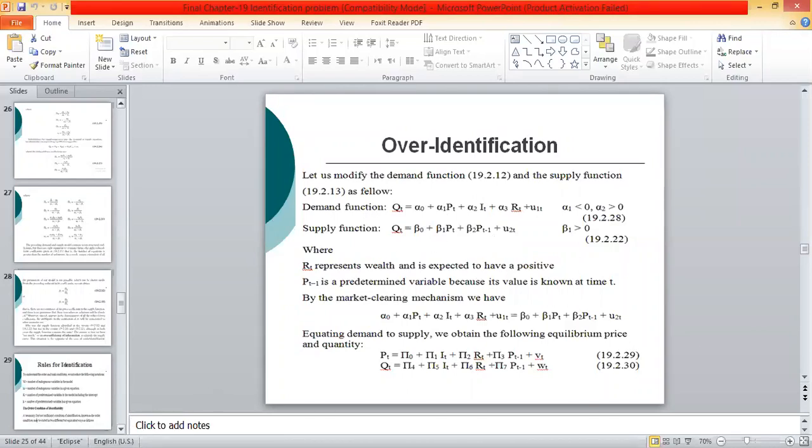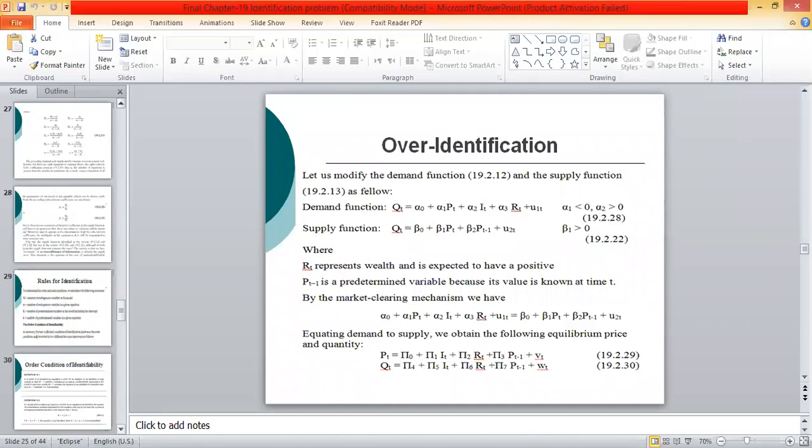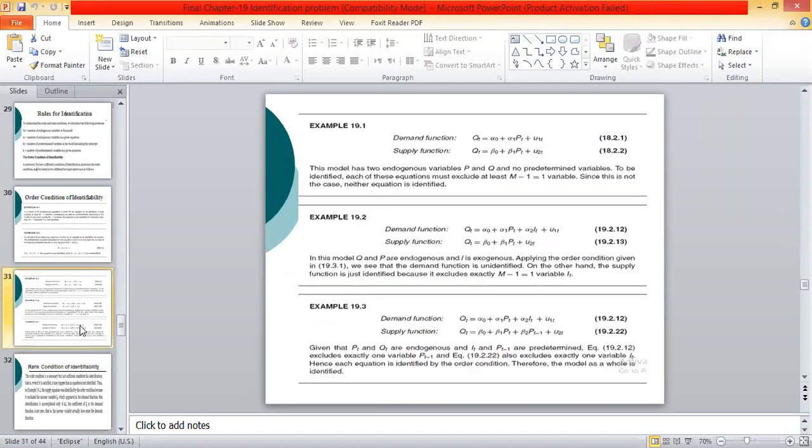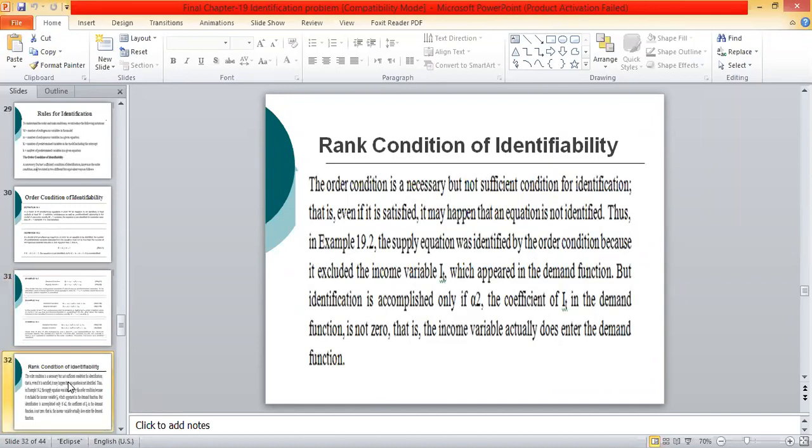So far we have discussed the order conditions for identification of the equations in the model. The next task is the rank conditions. But before moving to the rank conditions, we have a few comments about the previous application of the order conditions.